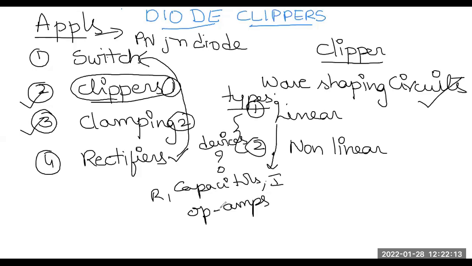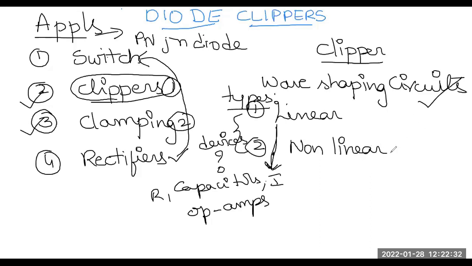if these types of devices are used as part of a circuit, we call them linear wave shaping circuits, and these devices we call linear devices. So the circuits built using linear devices are linear wave shaping circuits.